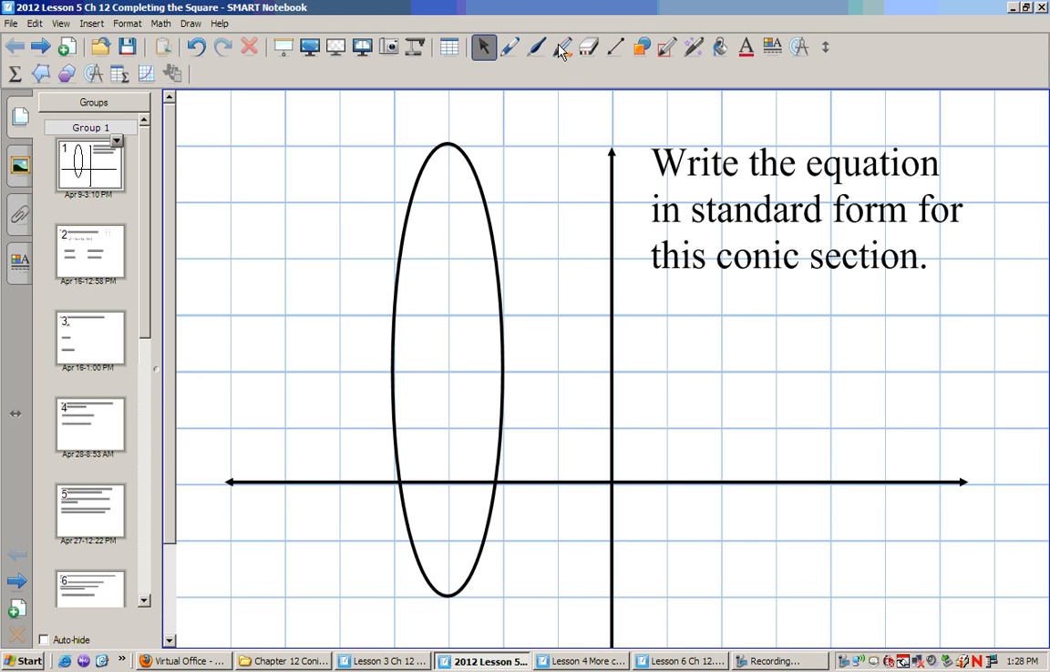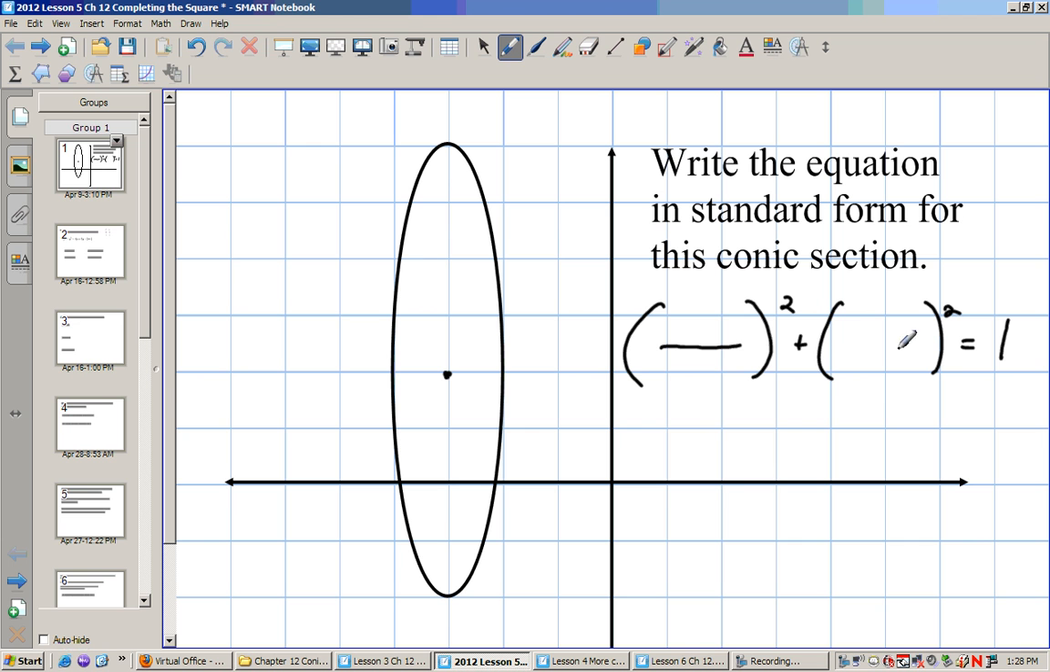Now before we do that, first let's review what we learned the previous day, and let's write the equation in standard form of this conic section. Hopefully people can tell that this is an ellipse. So an ellipse is in the form of something squared plus something squared is equal to 1.